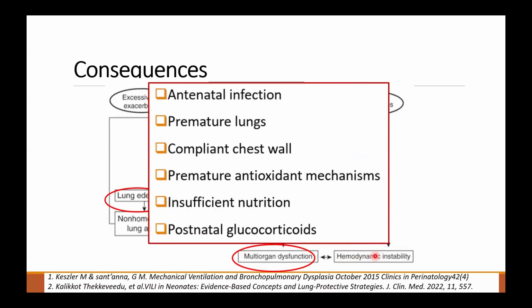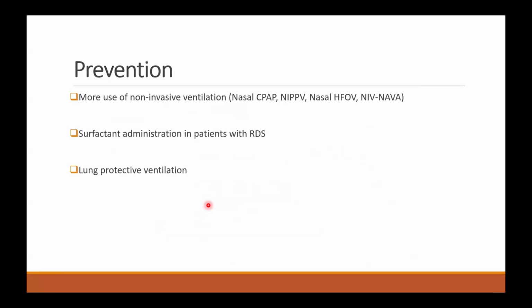So the additional risk determinants in our extreme preterm babies or fragile neonates are antenatal infections, premature lungs, compliant chest wall, premature antioxidant mechanisms, insufficient nutrition, and postnatal glucocorticoids. All these will further precipitate or act as an add-on modifier to this ventilation-induced lung injury.